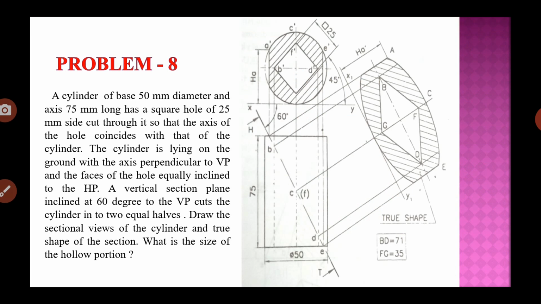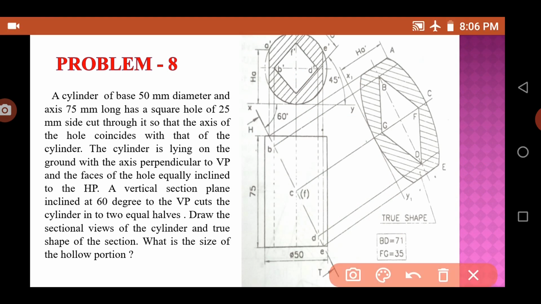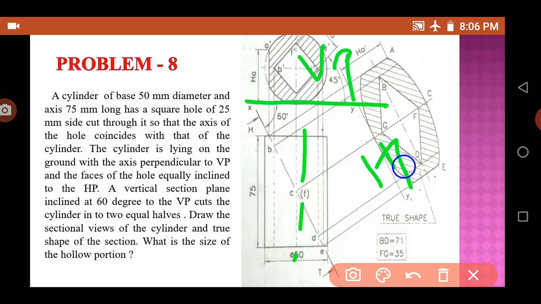The hole axis and the cylinder axis coincide, and the cylinder is lying on the ground with the axis perpendicular to VP. So the axis is perpendicular to VP and the cylinder is lying on the ground. That means the cylinder axis is this one, and it is perpendicular to VP. Here is VP, here is HP, and the cylinder is lying like this.